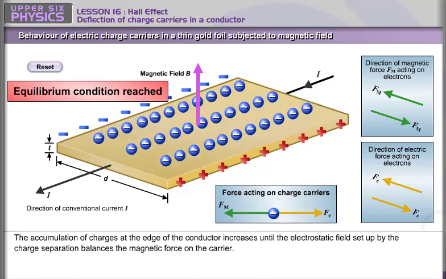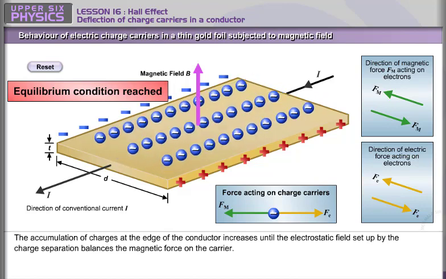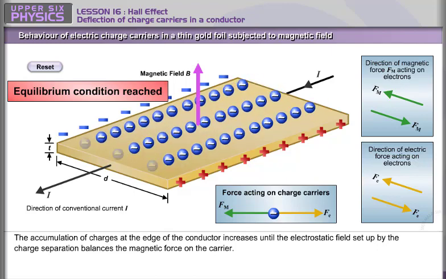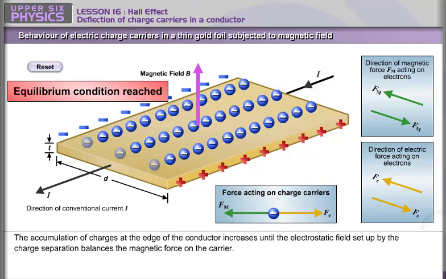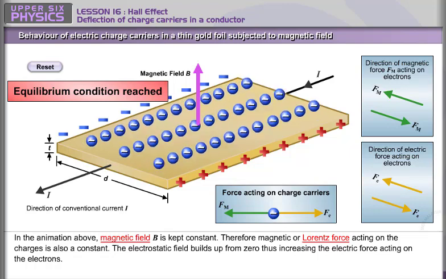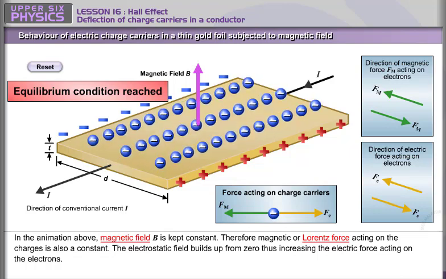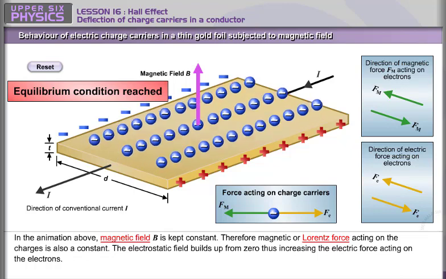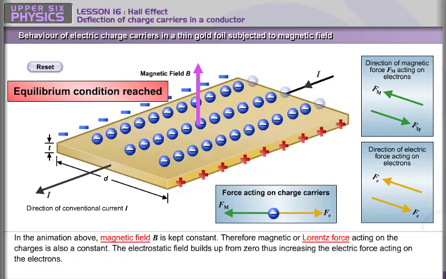The accumulation of charges at the edge of the conductor increases until the electrostatic field set up by the charge separation balances the magnetic force on the carrier. In the animation above, magnetic field B is kept constant. Therefore, magnetic or Lorentz force acting on the charges is also a constant. The electrostatic field builds up from zero, thus increasing the electric force acting on the electrons.